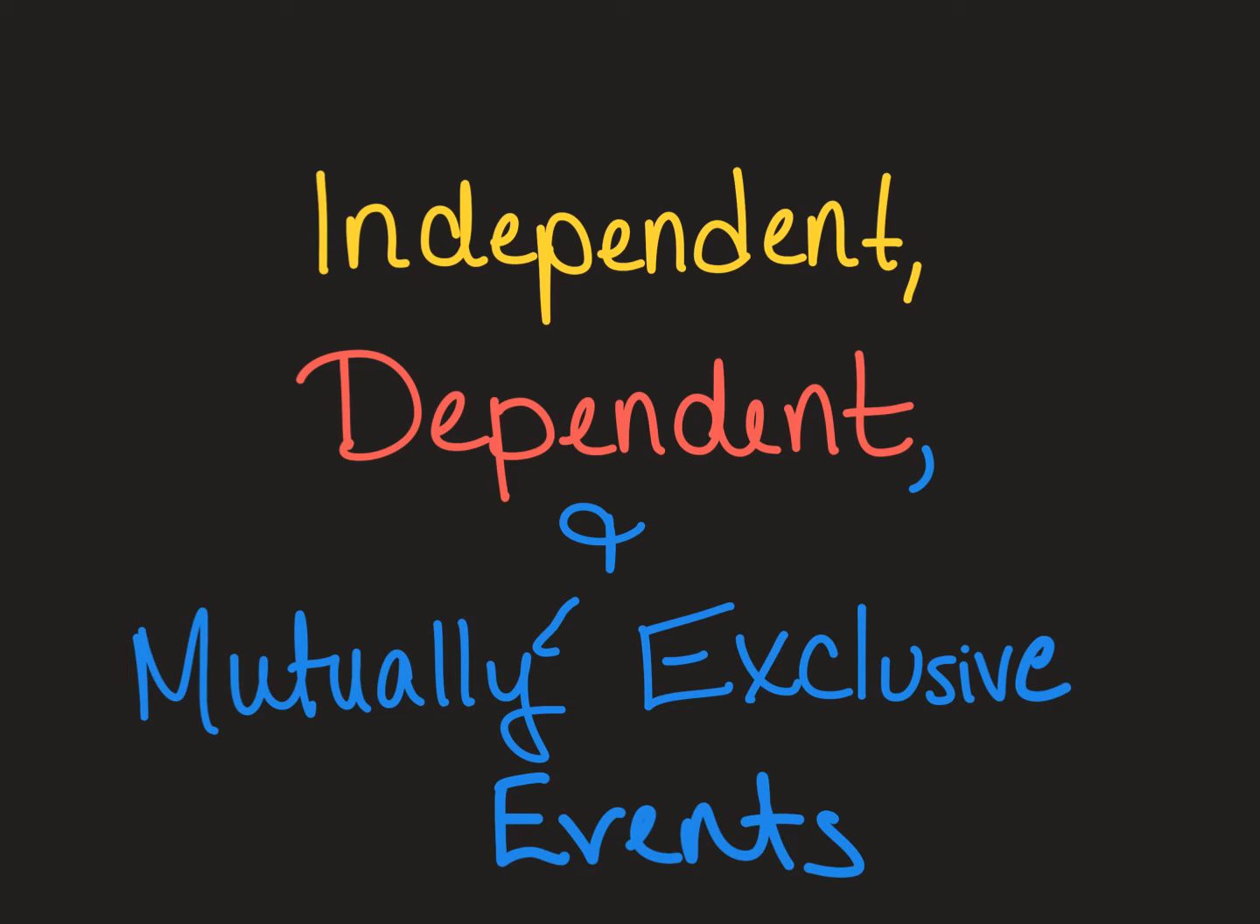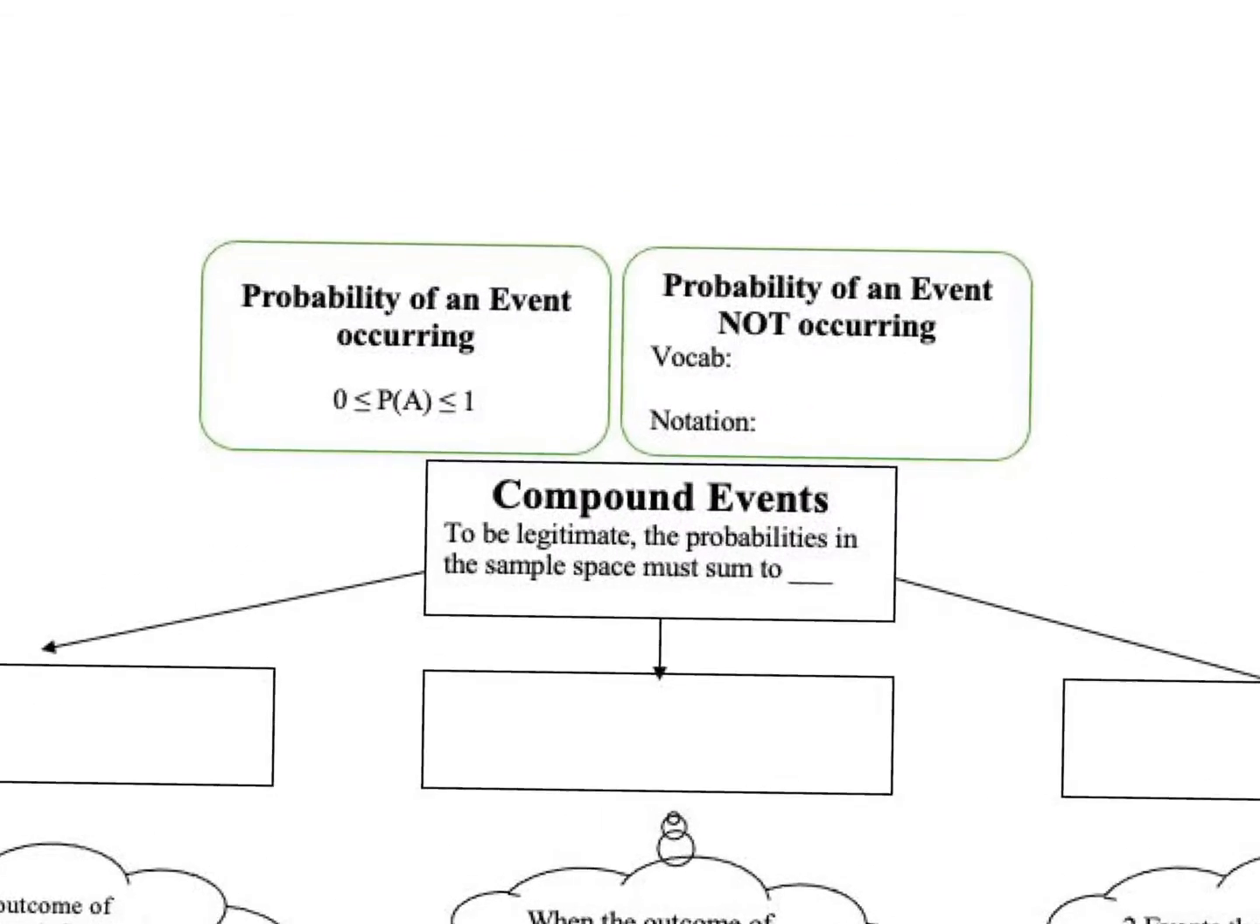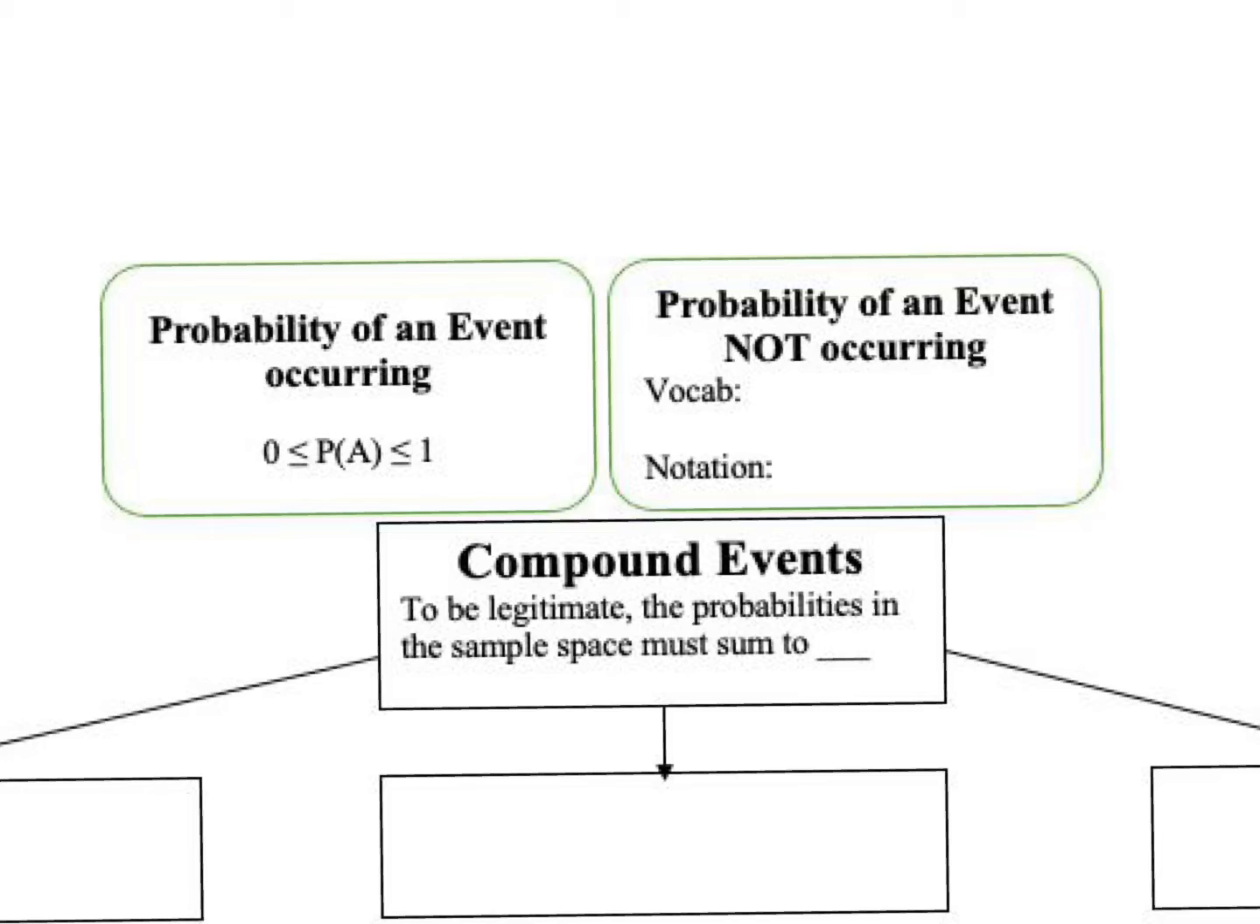In this lesson, we're going to look at the difference between independent, dependent, and mutually exclusive events and how that relates to probability. So we're going to begin by looking at this graphic organizer. Up here at the top, I have that the probability of an event occurring must always be between 0 and 1. Impossible and certain. Most things fall somewhere in between here.